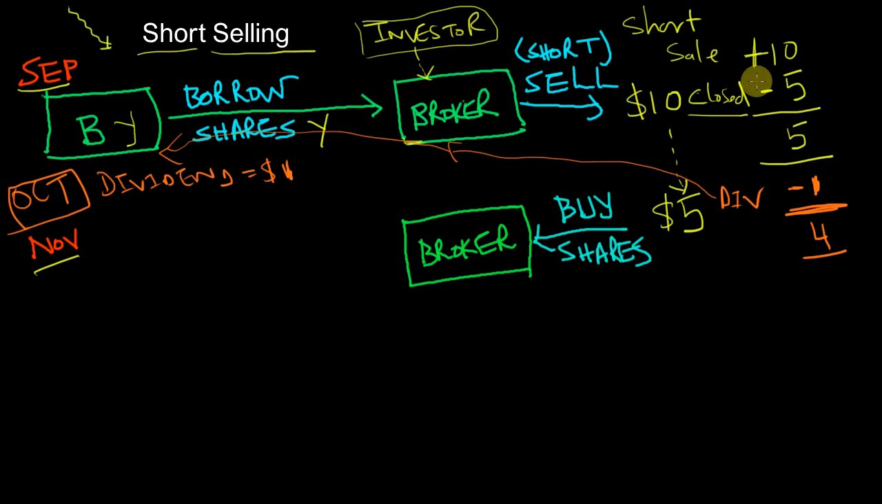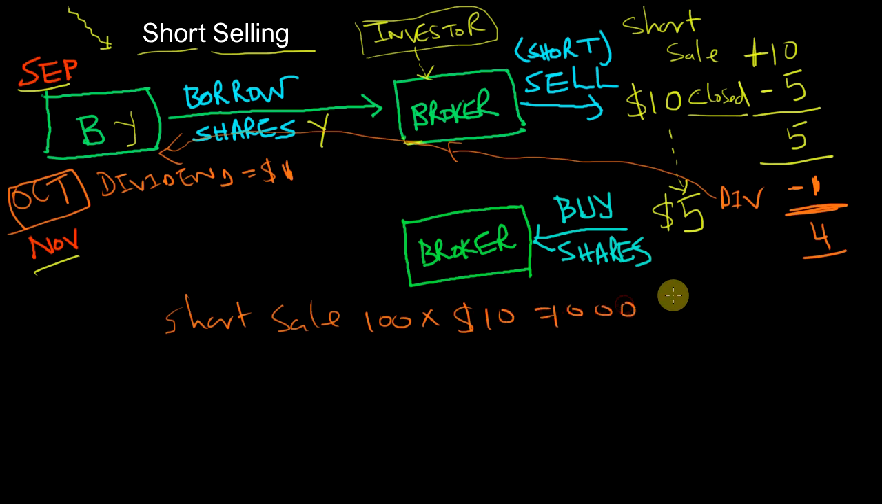Now in this case, of course, there won't be just one stock. I just made it very simple in order to understand the concept. So if, for example, 100 stocks had been shorted, the short sale would be 100 times $10. That will be $1,000, the initial income for the investor.